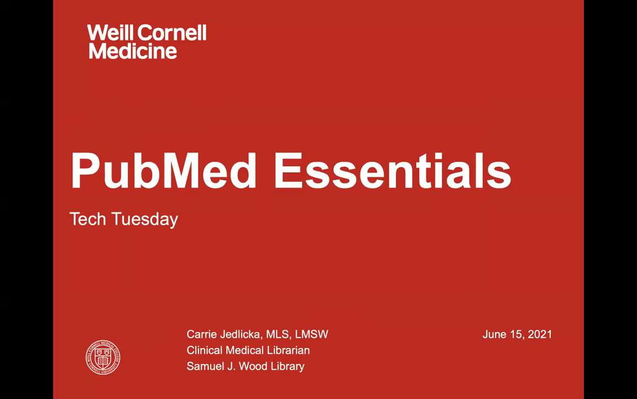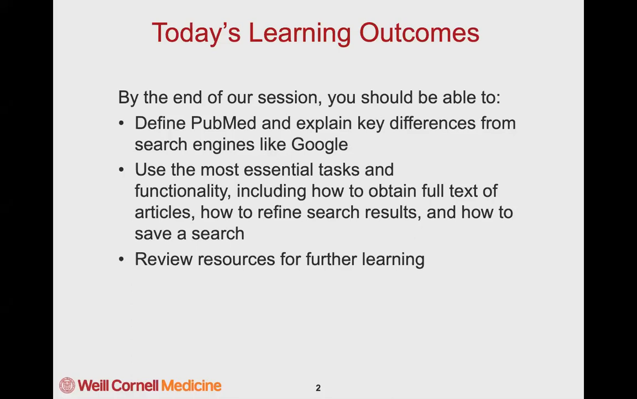All right, so today's learning outcomes. By the end of our session, you should be able to define PubMed and explain the key differences between the PubMed database and search engines like Google. You should be able to use the most essential tasks and functionality, including how to obtain full text, how to refine your search results, and how to save a search. And you'll also be able to review resources for further learning.